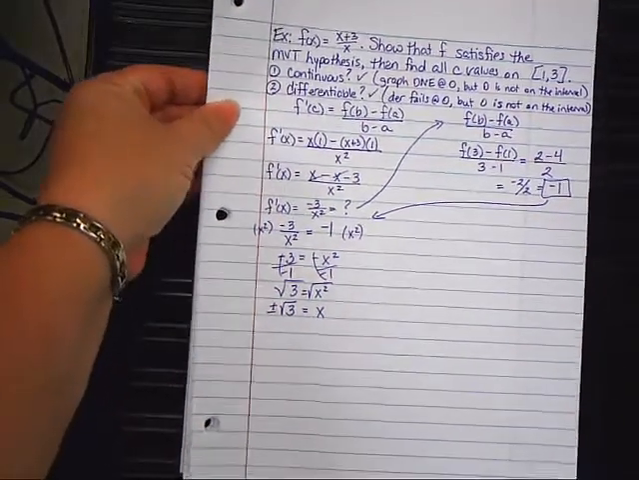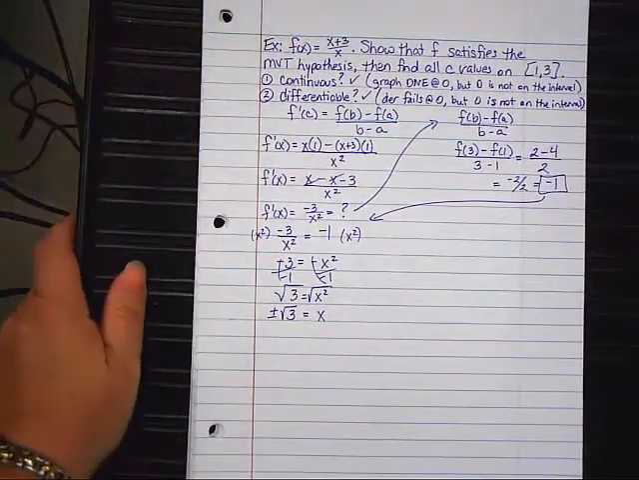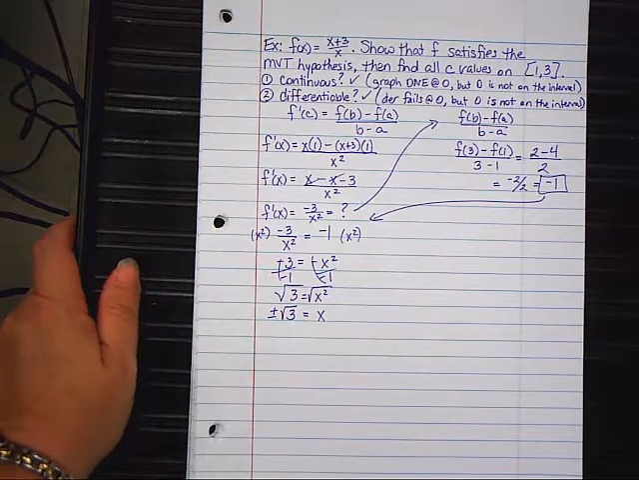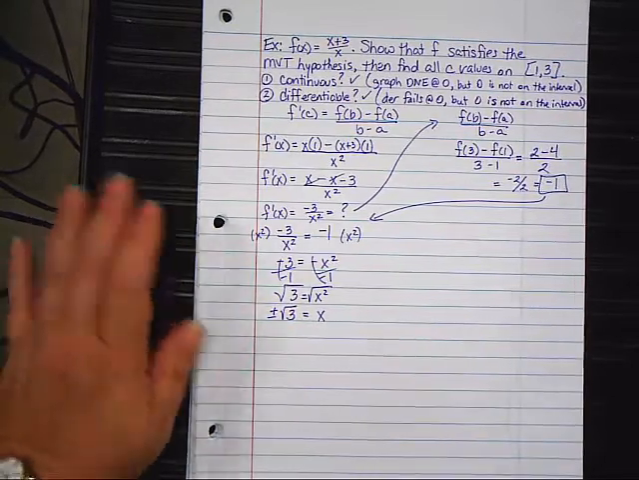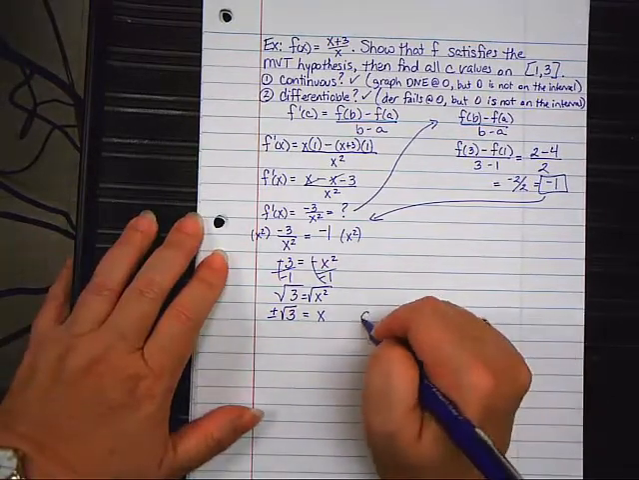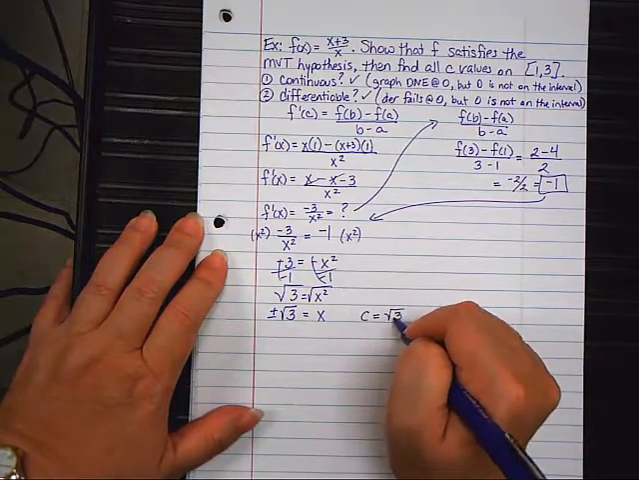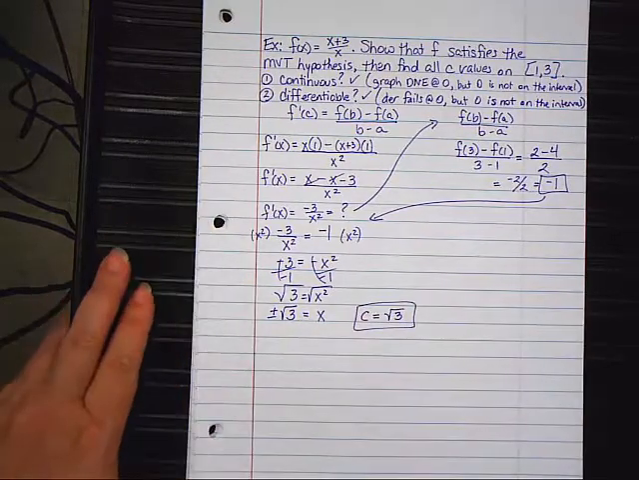Now, the question is, are they both c values? In order to be a c value, it has to be on the interval. Which one is not? The negative square root of 3. So my final answer for this is that c is equal to just the positive square root of 3.